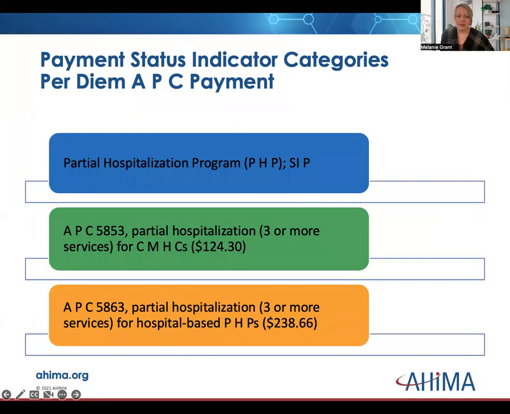Another type of payment status indicator category is going to be dependent on the type of facility, and specifically looking at partial hospitalizations. So depending on your facility or where you're billing for, this may or may not apply to you. But in a hospitalization program where a patient is partially hospitalized, there's different breakdowns or categories of per diem payments under the outpatient setting.